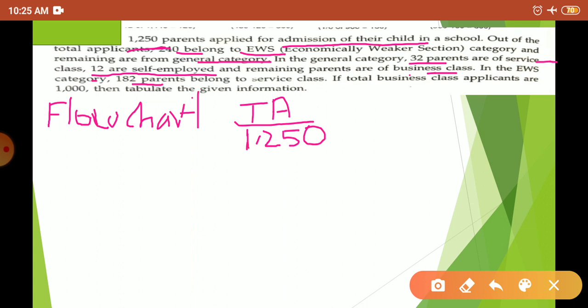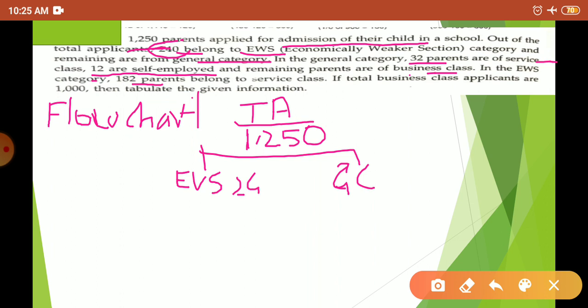Now, out of the total applicants, 240 belong to EWS. So this total applicant is divided into two groups, EWS and general category. How many belong to EWS? 240, so we will write 240 here. Whatever remains is the general category, that is, we are going to subtract 240 from 1250.